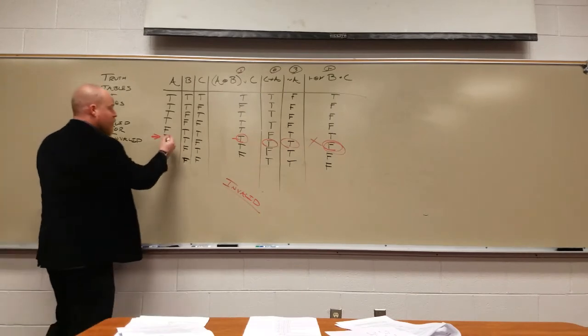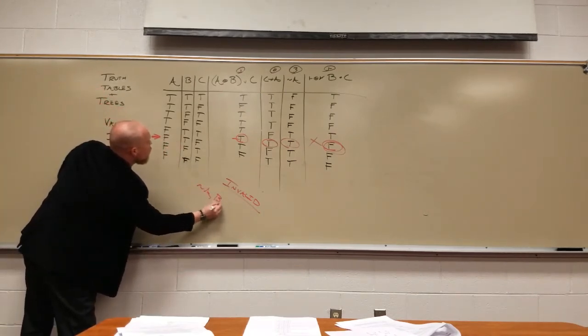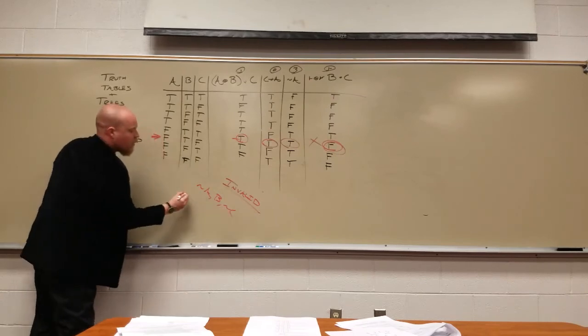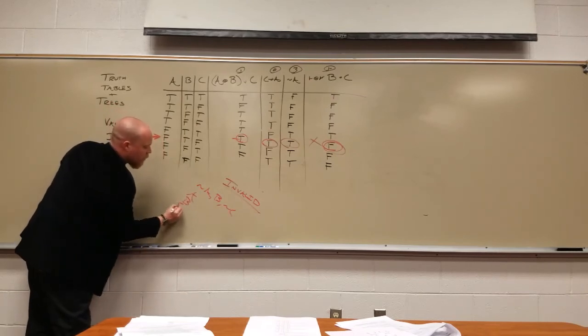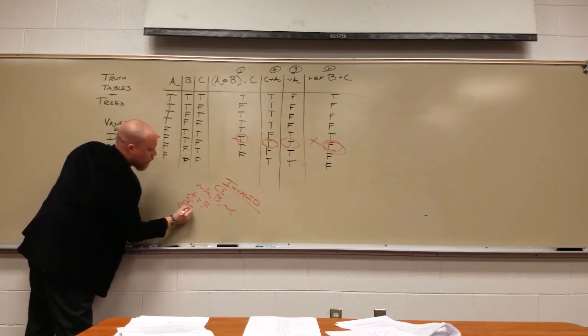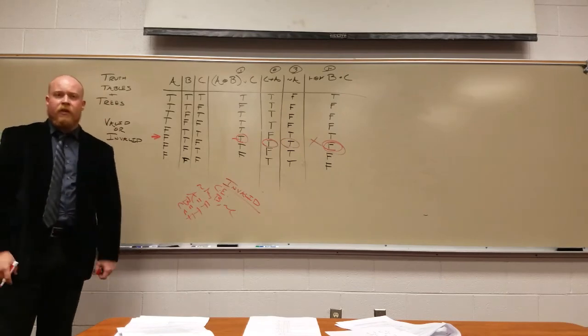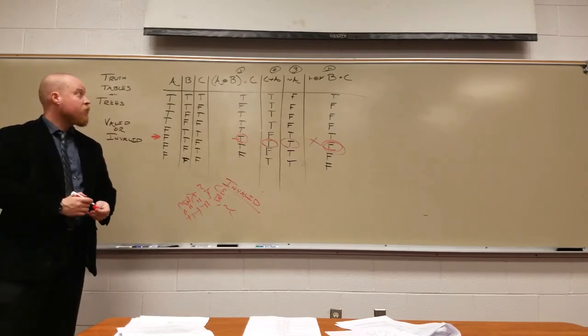And here's the counterexample. When A is false, when B is true, and when C is false. That's one way of writing it. I can also put it this way. So this is the counterexample. When A is false, when B is true, and when C is false, this argument doesn't work. So this argument is invalid. Next video, I'm going to do the truth tree for the exact same argument.